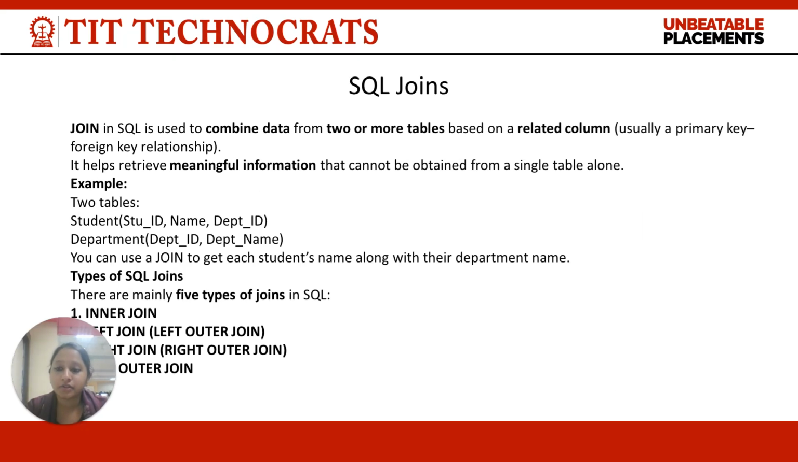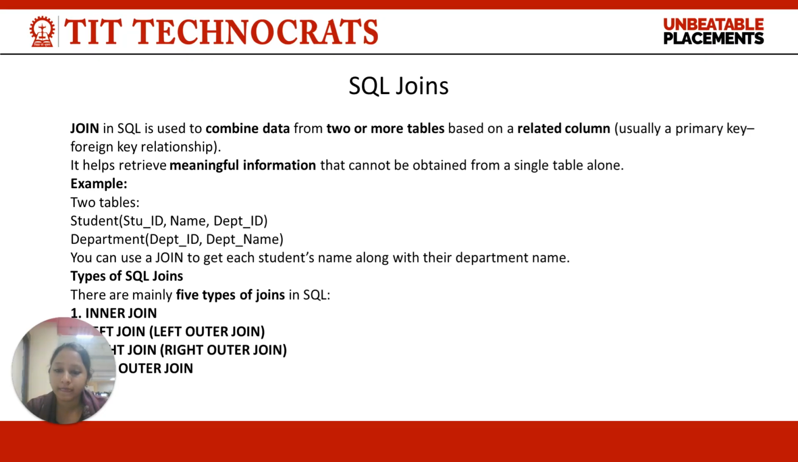Next is join. The topic is join. A join in SQL combines data from two or more tables based on a related column, usually a primary key and foreign key relationship. It helps retrieve information that a single table cannot provide. There are four main types of joins: inner join, left join, right join, and full outer join.